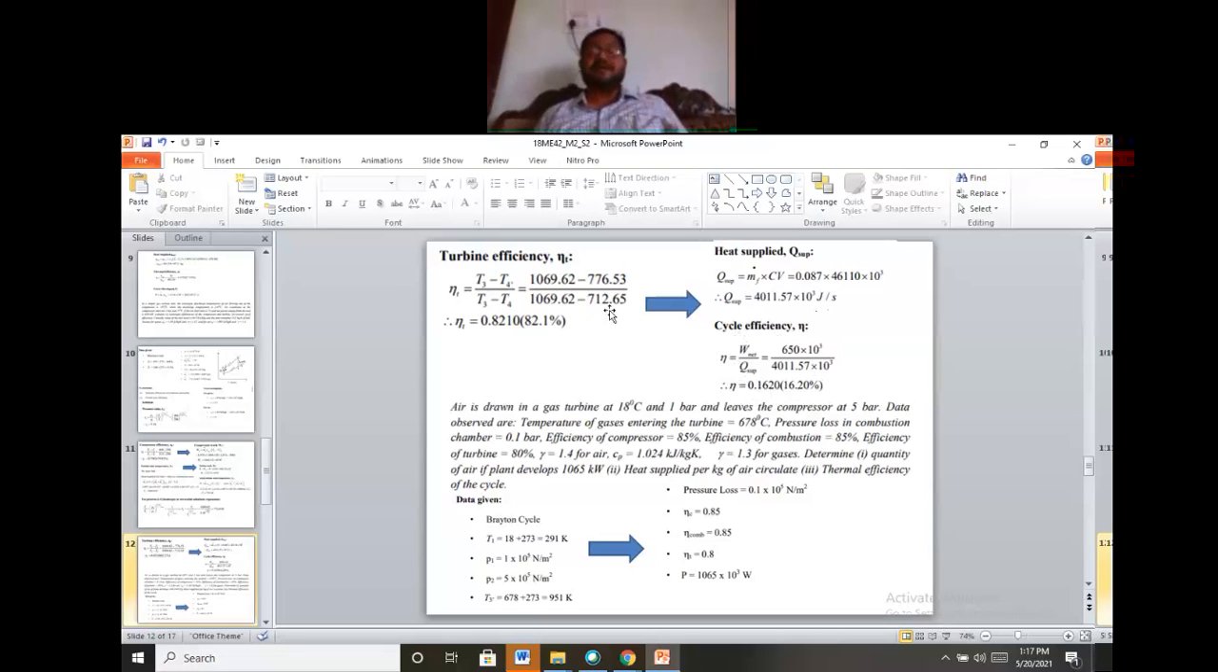Here, by looking into these problems, you can observe all the problems are similar. The only thing is you must know the derivation properly. Otherwise, it's very difficult to solve any problem.